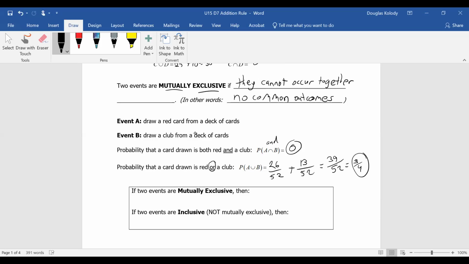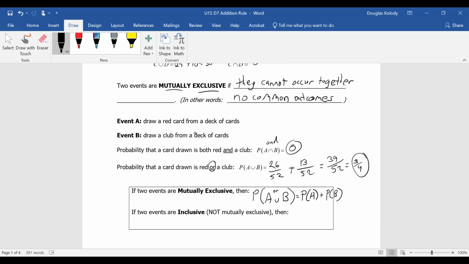Okay. If two events are mutually exclusive, then the probability of A or B, and I'm going to write the word or there, is simply equal to taking the probability of A and taking the probability of B and adding them together. That's exactly what we just did right there.